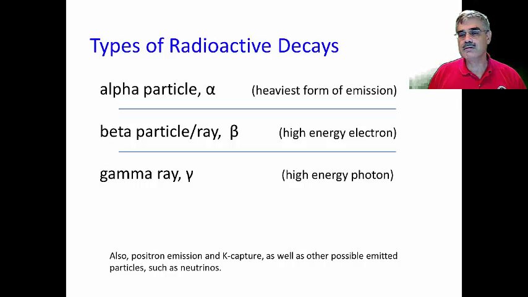Now, there are other particles or rays that can be emitted in nuclear reactions. We won't give many examples of these, but there's something called positron emission, a positron being the opposite charge of an electron. Yes, there are positively charged electrons, positrons. There's also something called K-capture or electron capture, and sometimes nuclear reactions will involve the emission of small neutral particles called neutrinos. The ino at the end comes from the Italian. It means little one, so neutrino.